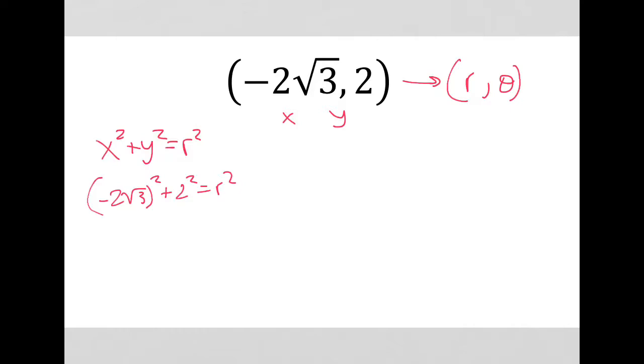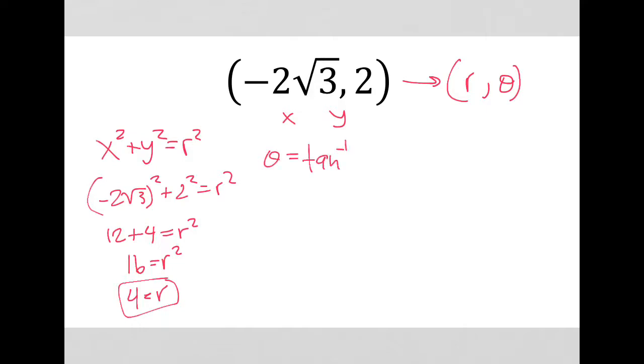When you're squaring negative 2 times the square root of 3, that's like squaring each piece and multiplying them together. So negative 2 squared is 4. Square root of 3 squared is 3, and so we get 4 times 3 is 12, plus 2 squared is 4 equals r squared. So 12 plus 4 is 16 equal to our r squared, and so we get that r equals 4.